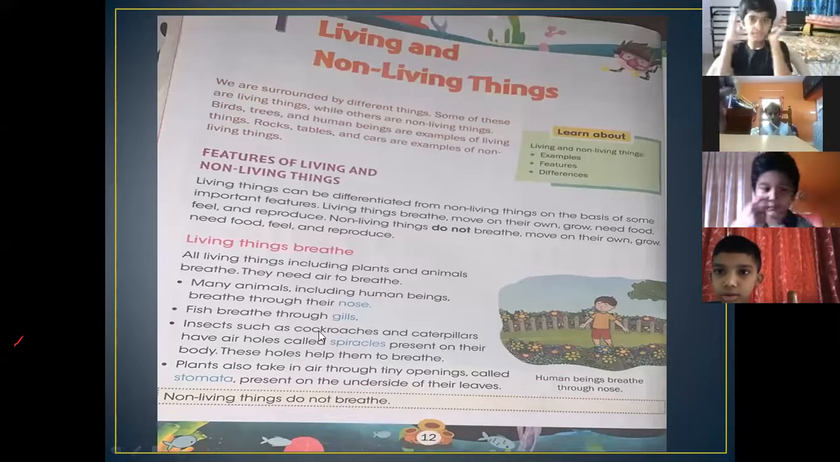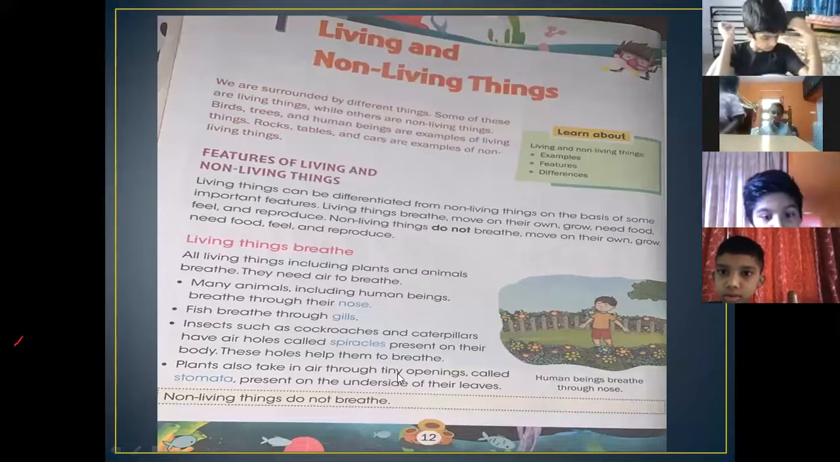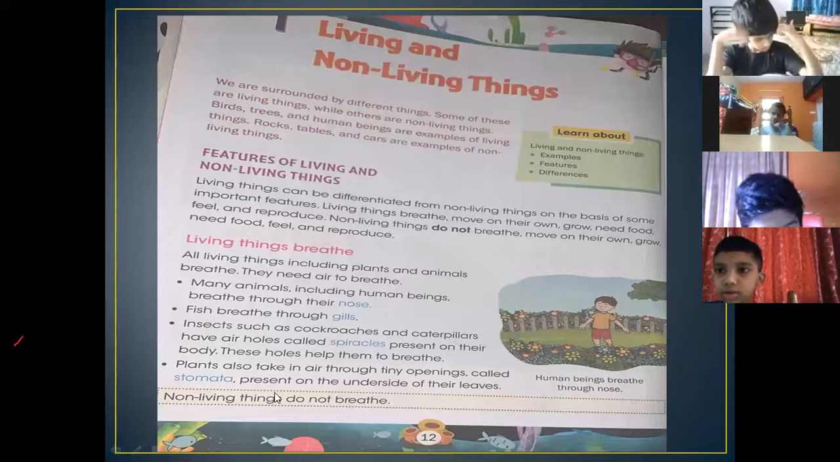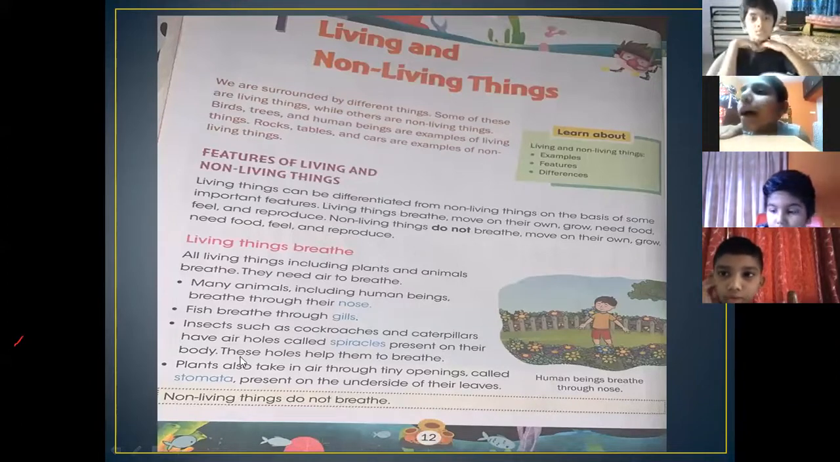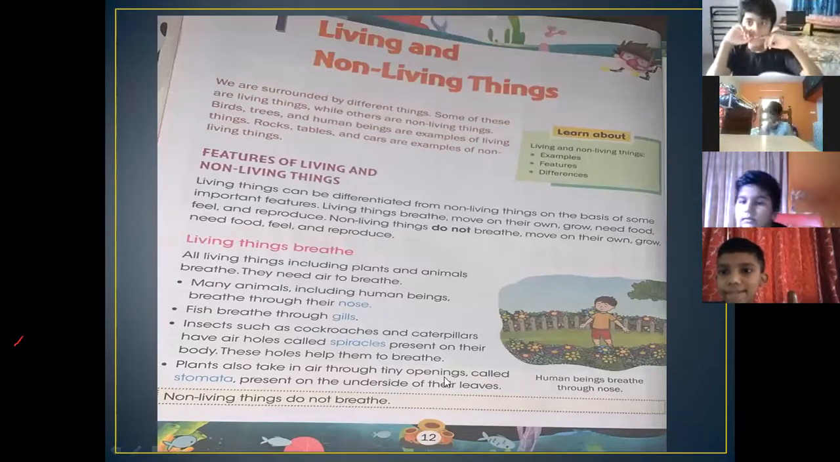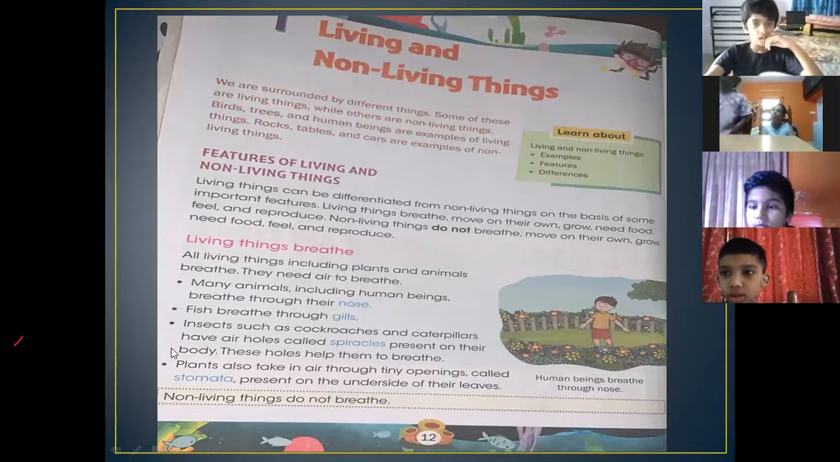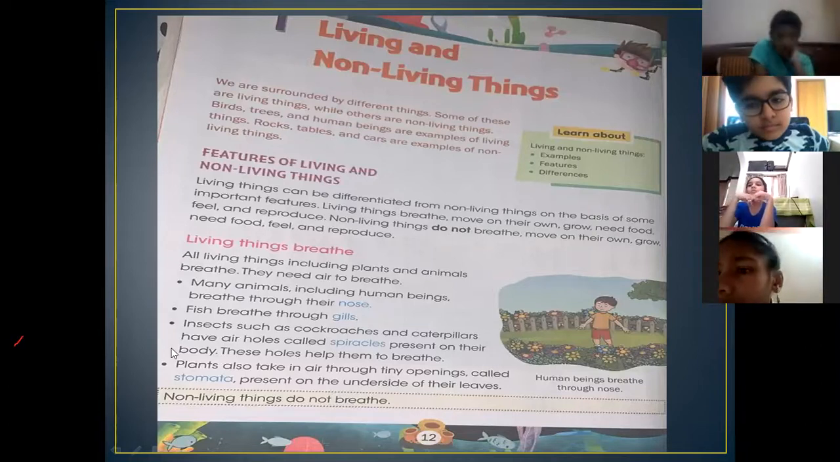Insects such as cockroaches and caterpillars have air holes called spiracles. Cockroaches, grasshoppers, many kinds of these different insects have air holes called spiracles present on their body. These holes help them to breathe. Plants also take in air through tiny openings called stomata present on the underside of the leaves. So this is what I taught y'all in the offline video, isn't it? All of y'all paid attention, isn't it?